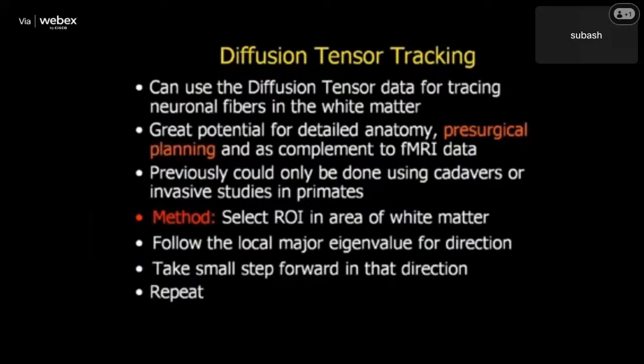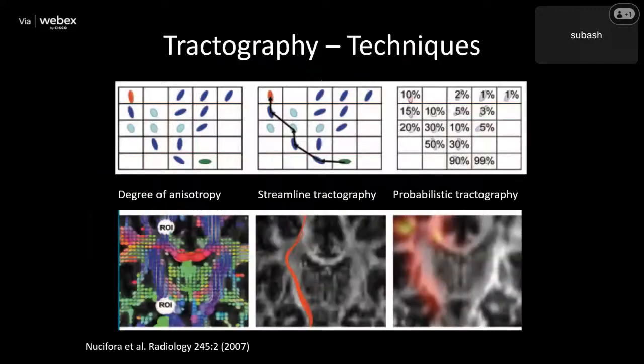Previously, they could only be seen on cadavers, because only this technique can show you these fibers in this way. Otherwise, in the earlier days, the brains of cadavers were opened, and one could look at the integrity of these fibers in the brain. So this is how you generate these fibers.